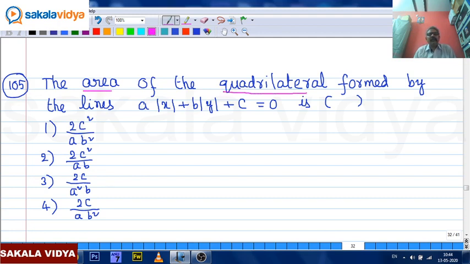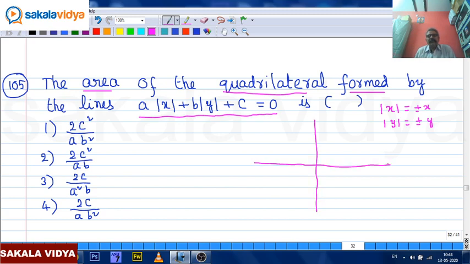Area of the quadrilateral formed by the lines A mod x plus B mod y plus C equals to 0. That means actually mod x is equal to, you can take plus or minus x, mod y is equal to, you can take plus or minus y. You get 4 lines. So, that means you take the coordinate axis. For example, if you consider positive sign, you get a line like this. For other sign, you get like this. Total we get 4 lines. They form a quadrilateral. Area of this quadrilateral we need to find out.